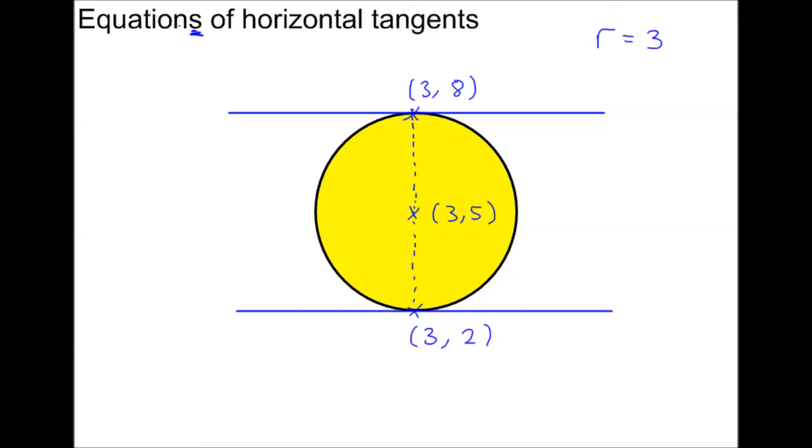Now, horizontal lines have the same y coordinate at every point on the line. So the equation of this line is y is equal to 8, and this line is y is equal to 2, based on the y coordinates of every point on those lines.